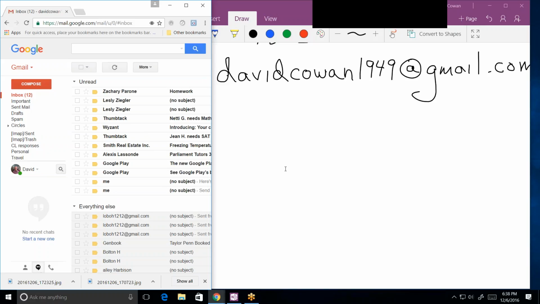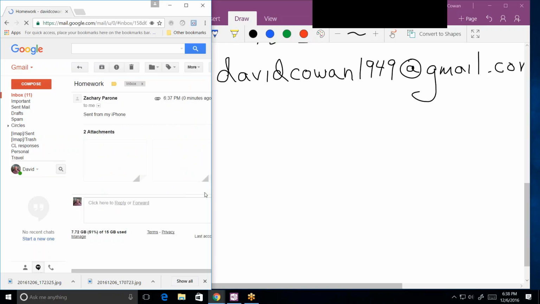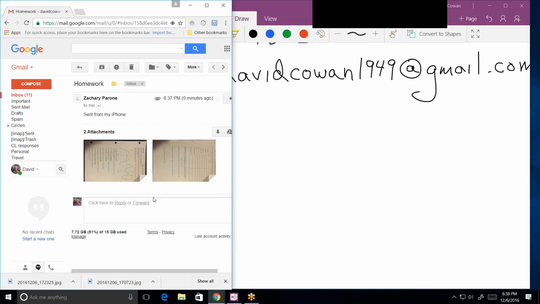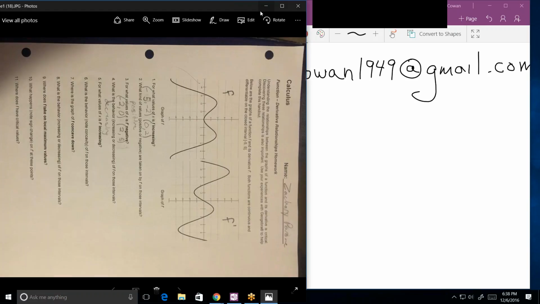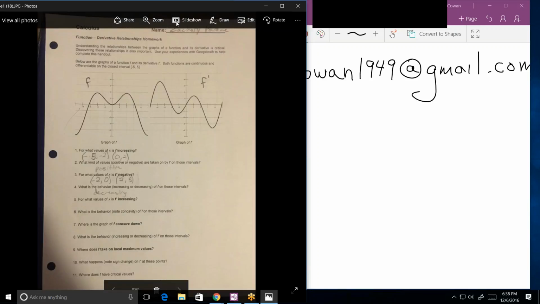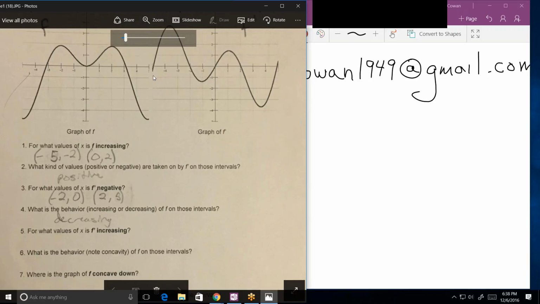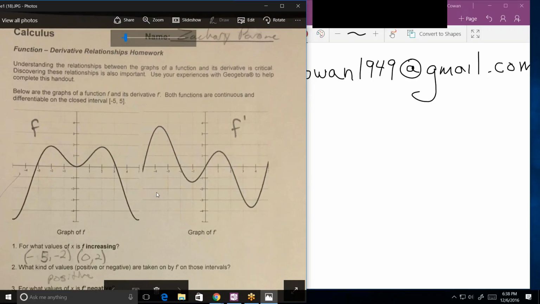Okay, I got it. Now let's have a look at it. Okay, there's two attachments. Which one do you want to start on, the one on the left or the one on the right? Let's do the first page, so the one on the left. Okay, so let me download that, blow it up, and then I can rotate it. And there we have it. Almost, not quite. Hold on. Okay, and I can zoom in, and all right, so where do you want to start?